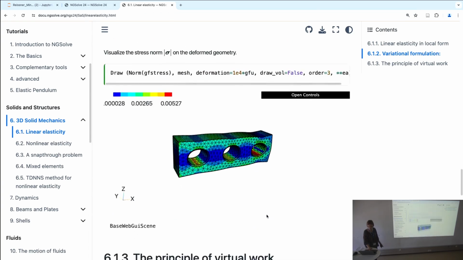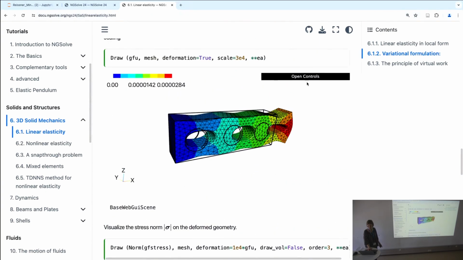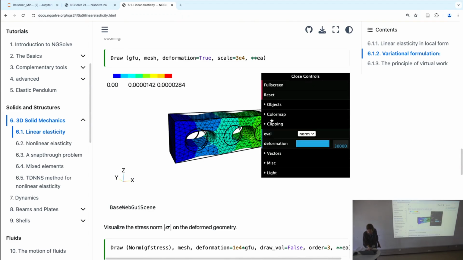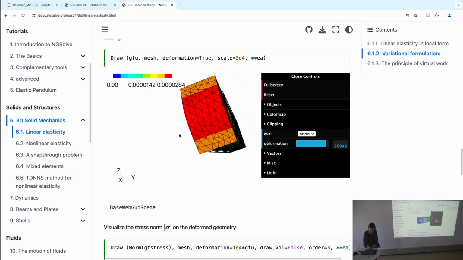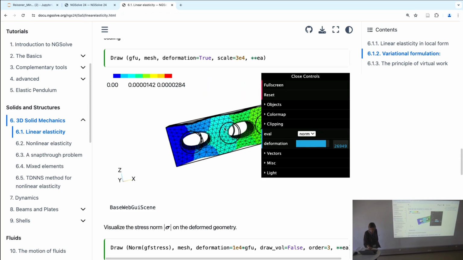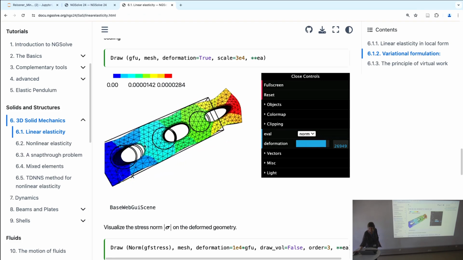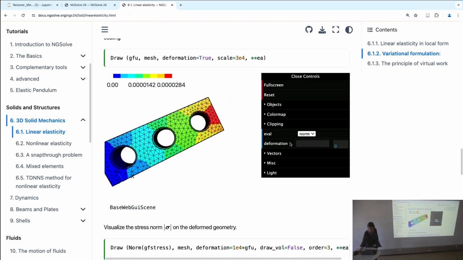Well, and then the visualization works nice. Somewhere here you can do some deformation scaling, I think. Yeah. So I'm not an expert with this web GUI. But it works like that. Okay.